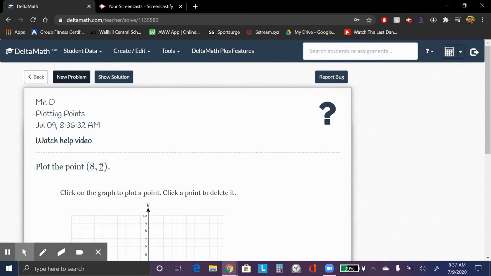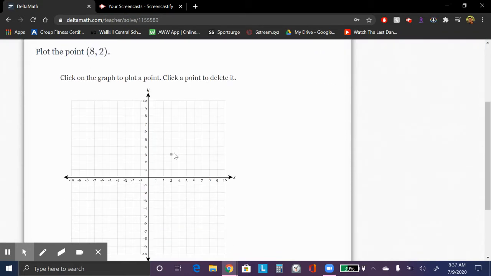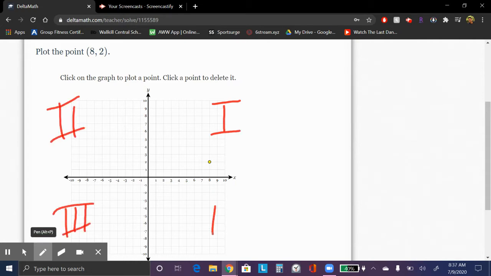So this is the point (8, 2). On our XY grid, I start from the middle, the origin, and this is telling me to go right 8, up 2. So I go right 8, up 2 and then click it, okay? And this point is in the first quadrant. So this is the first quadrant. I'm going to write on this. Second quadrant, third quadrant, fourth quadrant.